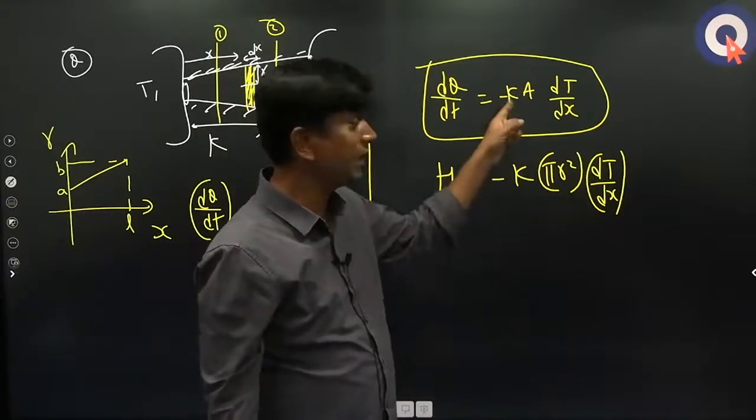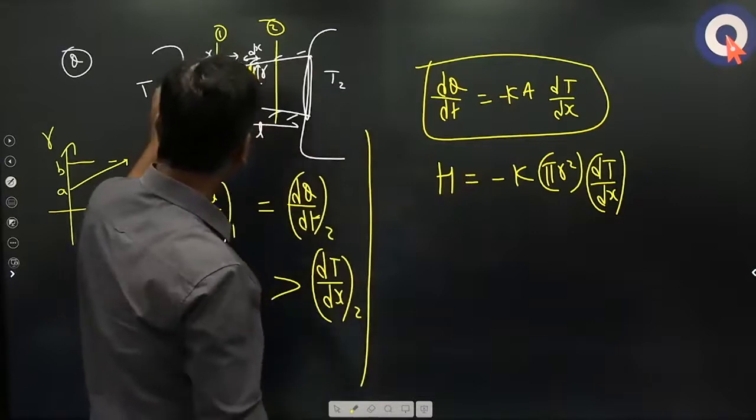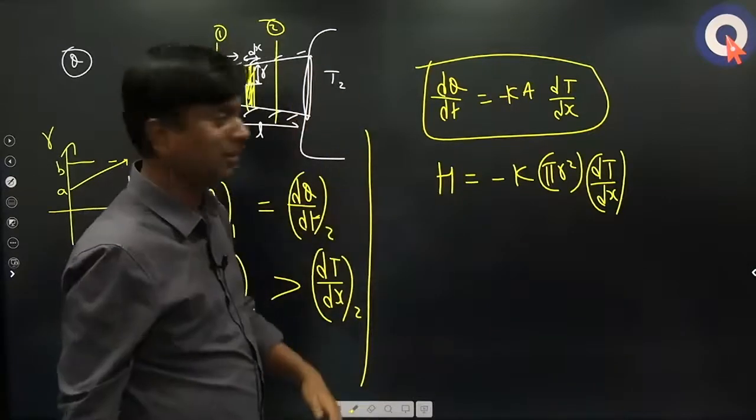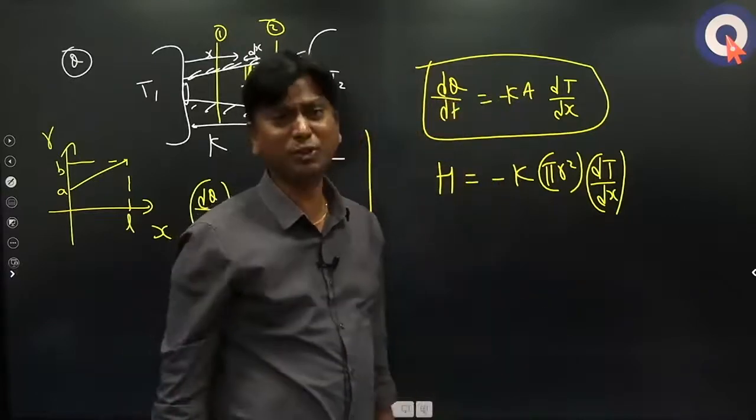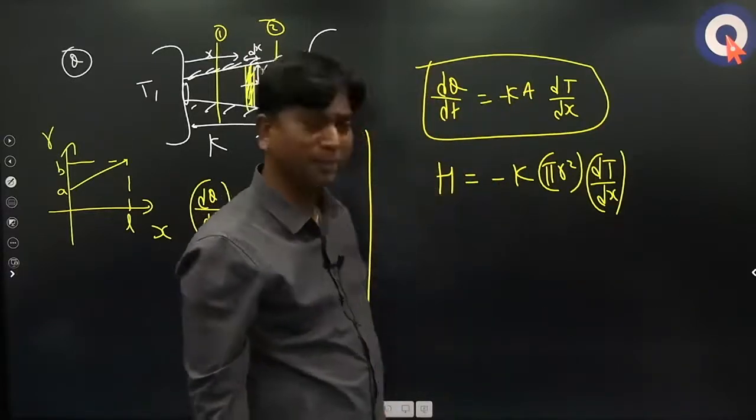So they will give you k as a function of x. So k is equal to something like k1 x plus k2, like that. So here also you substitute k as a function of x. Again the same procedure. h is a constant, keep it aside.